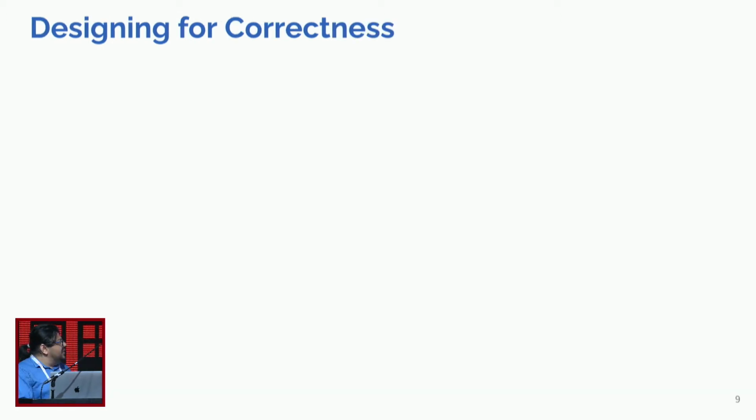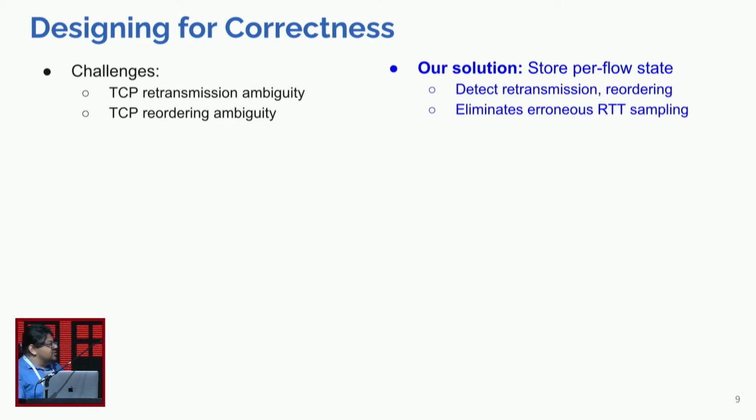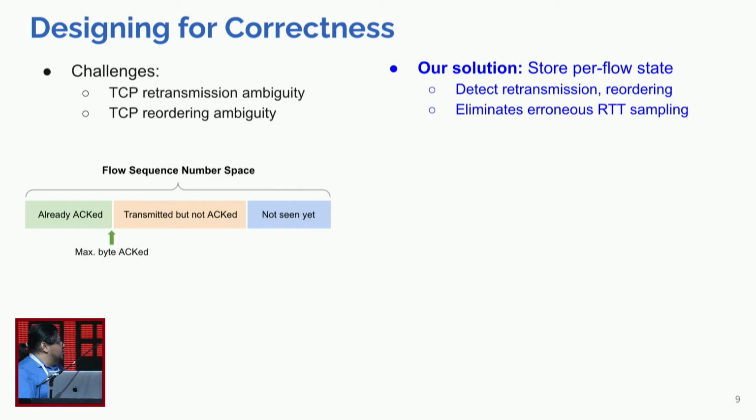So how do we design for correctness? Just a refresher, the challenges we spoke about in this context would be retransmission and reordering ambiguities. And our solution really is to store per-flow state so that we can detect these ambiguities and eliminate any erroneous RTT sampling. So let's imagine that this is the flow sequence number space. It's divided into three components. The left part is already ACKed. The middle is bytes in flight, essentially, transmitted but not ACKed. And then the rest are not seen yet.